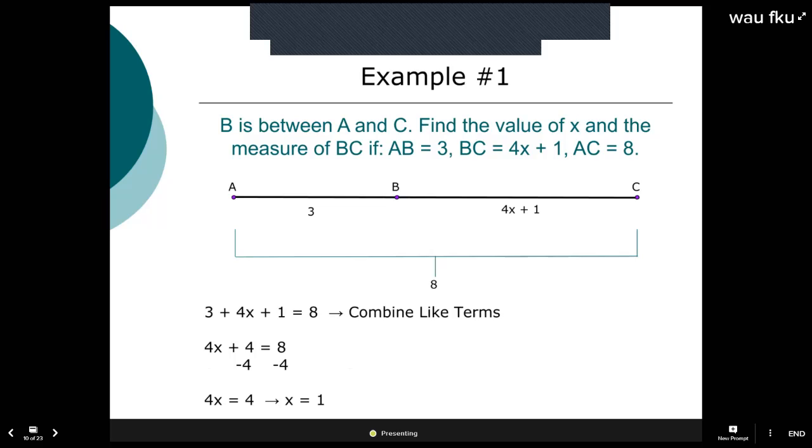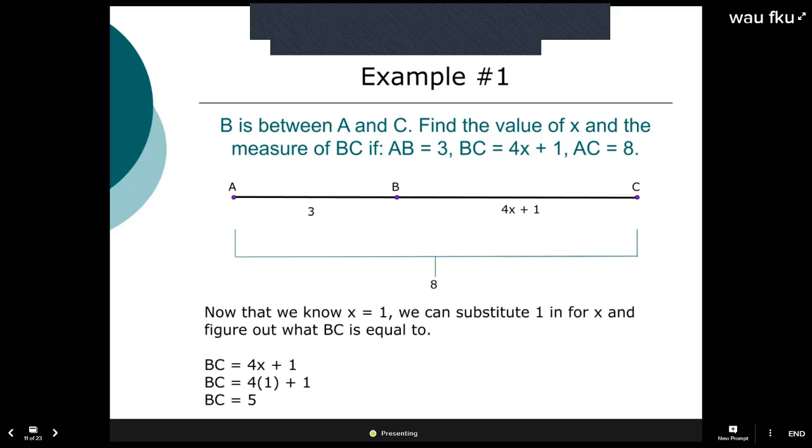Sometimes problems like this will ask you just to find the value of x. And if that's true, then we would be done. But it also says find the value of x and the measure of BC. So we need to figure out what BC is going to be equal to. So to do that, we are going to replace that x in the problem with 1. So we can substitute it in. So 4x plus 1. The x, you always replace your variable. So the x is going to become a 1. So 4 times 1 is 4, plus another 1 is 5. So this piece here, BC, is equal to 5.